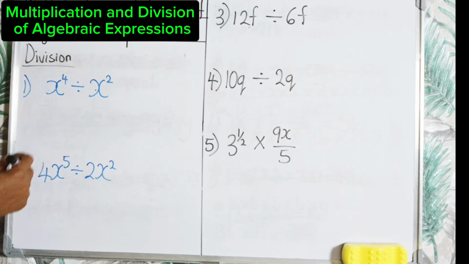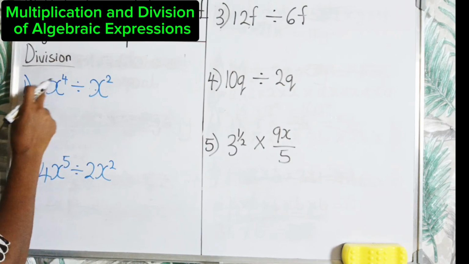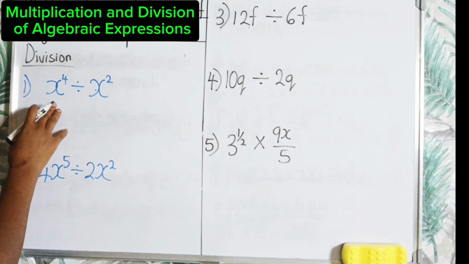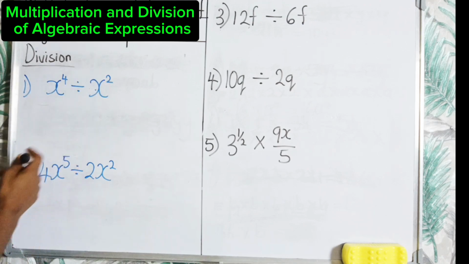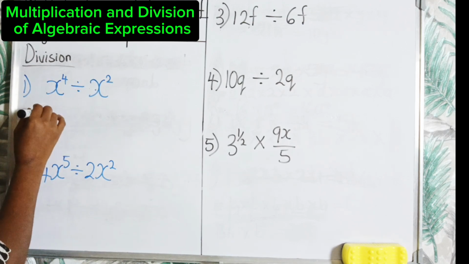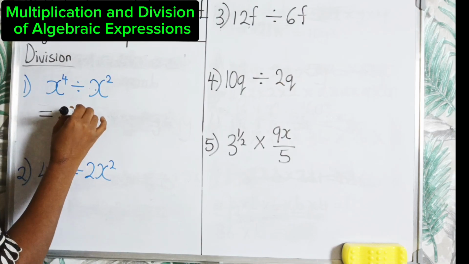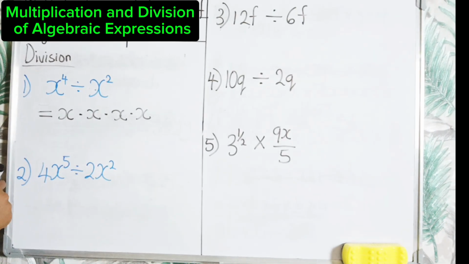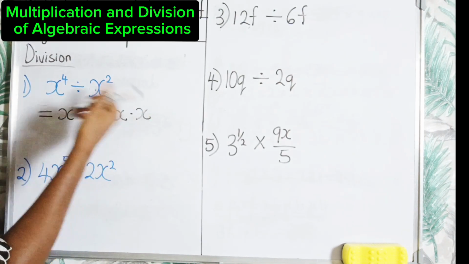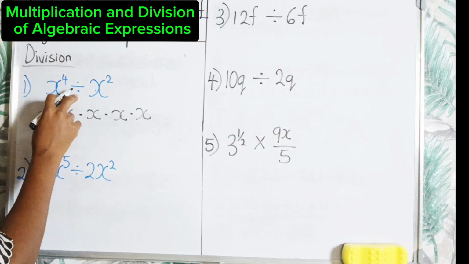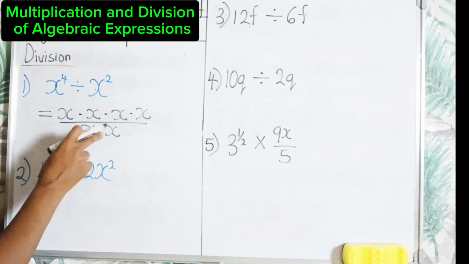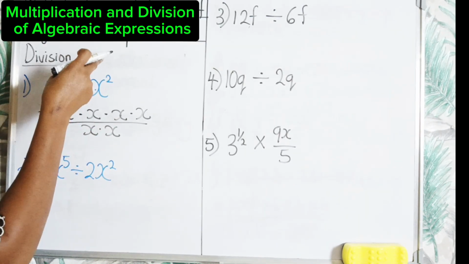All right, so here we have an invisible coefficient 1 here, and 1 divided by 1 is still 1, so we don't need to bring that in. So here we have x raised to power 4 divided by x raised to power 2. Now x raised to power 4 is the same thing as x times x times x times x. Now we are going to divide it by x times x. X times x is the same thing as x raised to power 2.